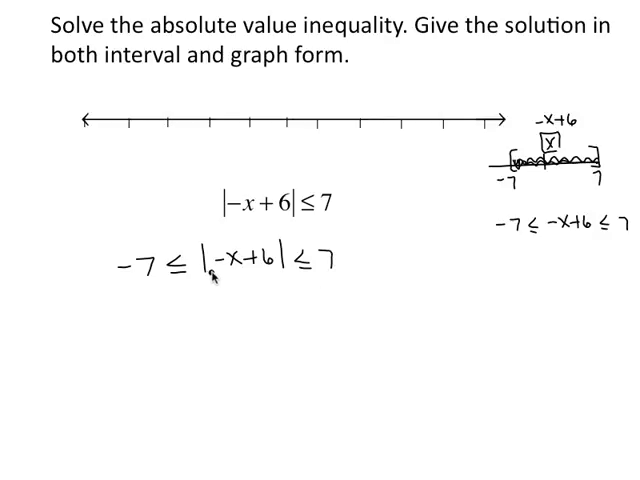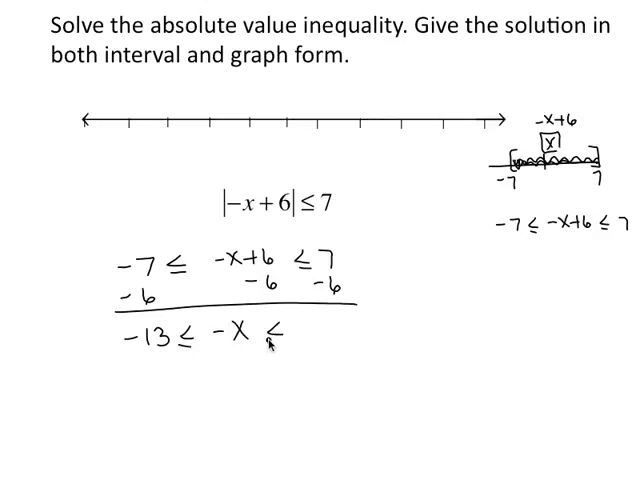So for now, we're going to forget about these absolute value symbols. We can just ignore them for now, so I'm going to erase them. Okay, and then I'm going to solve the inequality. It's like a 3-part inequality, so I'm going to undo what's being done to the variable. I'm going to subtract 6 from each side, and we get -13 is less than or equal to -x less than or equal to 1.